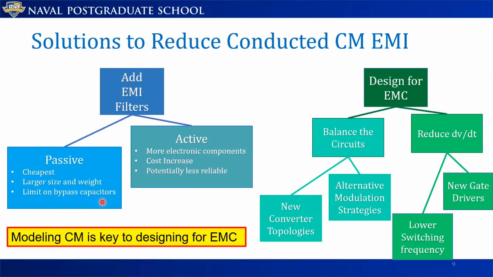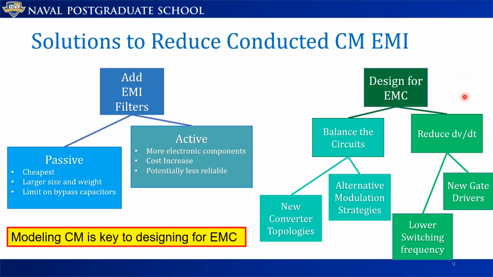There are all kinds of different types, such as common mode chokes, for example. They're very popular. They're cheaper with respect to the active filter. They don't require control equipment or electronics, but they can be larger in size and heavy. And there is a limit on how many bypass capacitors you can put in on a shipboard, for example. The active are more flexible, but of course cost and the increased number of electronic components potentially reduce the reliability. But more and more, we try to design for electromagnetic compatibility, as I'm showing here on the right-hand side.